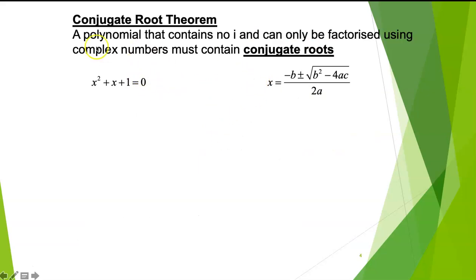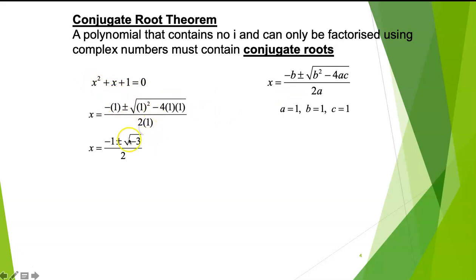Now, for example, in here we've got x squared plus x plus 1. To factorize this, to solve this, we're going to use the quadratic formula. So basically, just substituting a, b and c. We've got substituting in here, and when you substitute, you will see I've got the square root of negative 3.